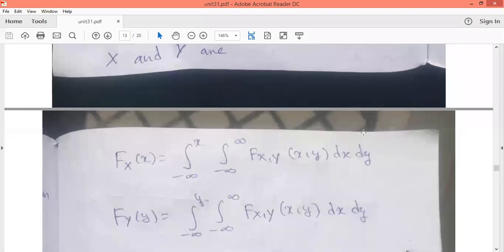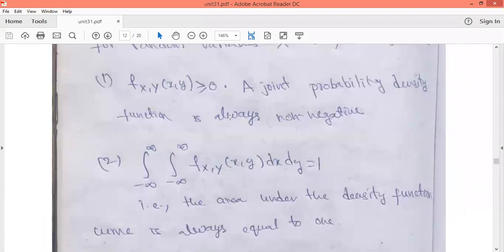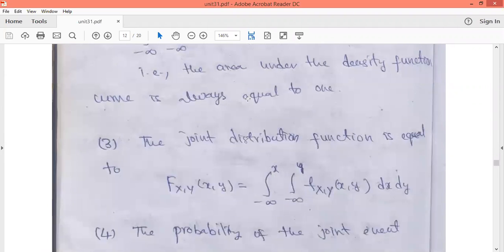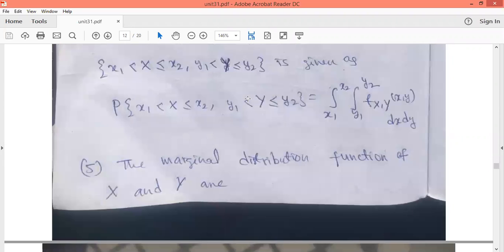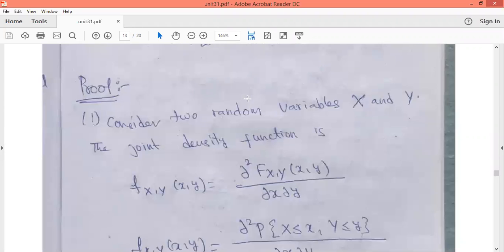So what is the first property? The first property says that the joint probability density function will always be non-negative. Okay, the probability density function is a non-negative number. So we'll see the proof.